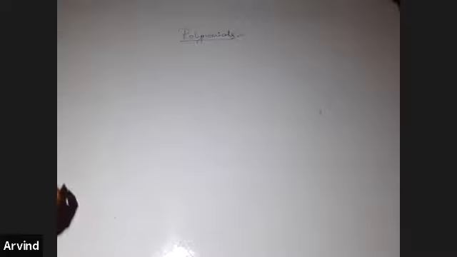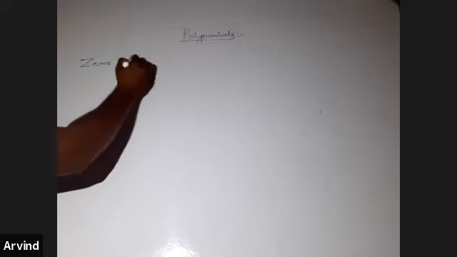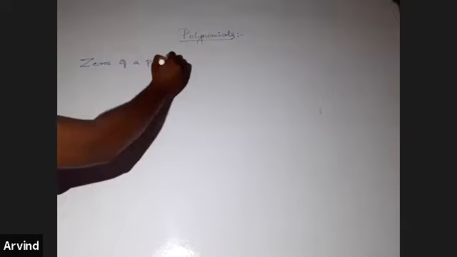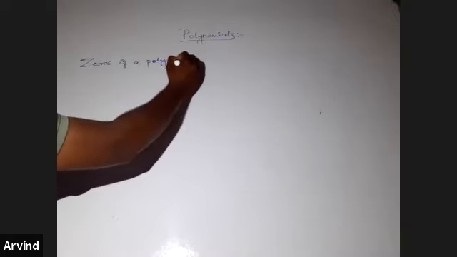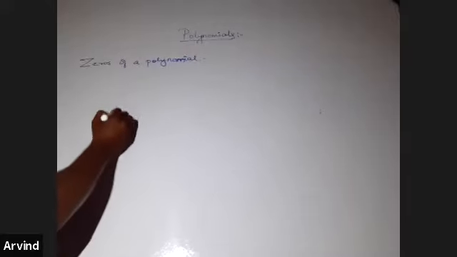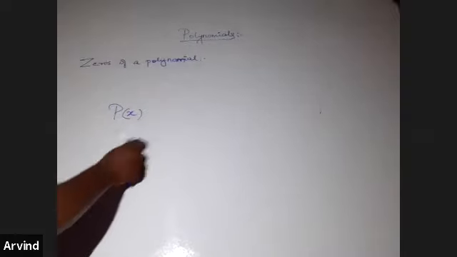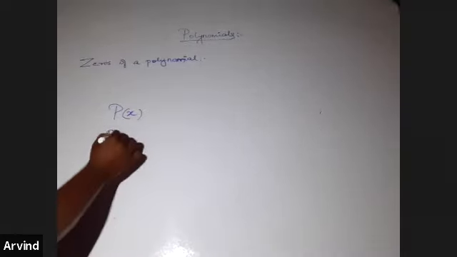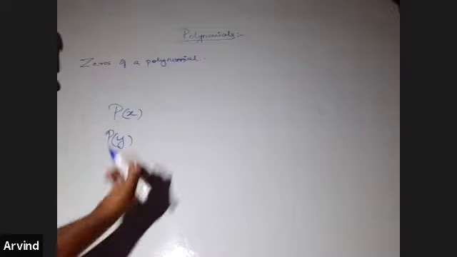Now, there is a very, very important topic known as zeros of a polynomial. From now onwards, I'll be representing a polynomial as p of x. P of x means polynomial in variable x, that is, the variable is x. If I write p of y, it is a polynomial in variable y. It need not be p, it can be anything.